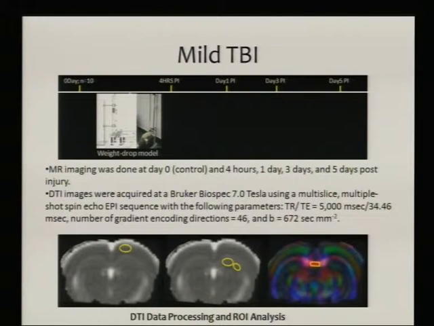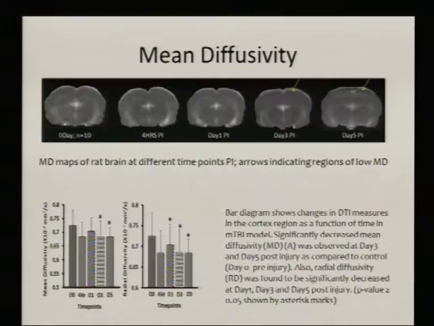Now these are a few slides where we did some mild injury experiments at NMAS. This was the protocol where the Marmarou weight drop model was used for the simulation of weight drop injury in rodents. Imaging was done at day 0, 4 hours, day 1, day 3 and day 5. This figure shows the placement of ROIs where we calculated the different imaging parameters in the cortex, hippocampus and corpus callosum.